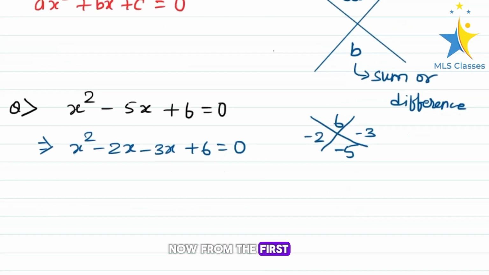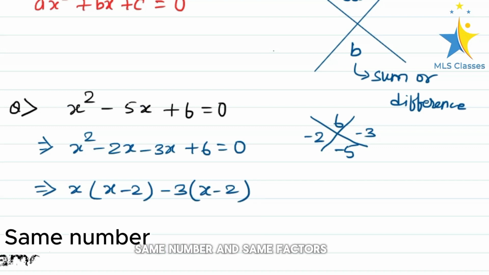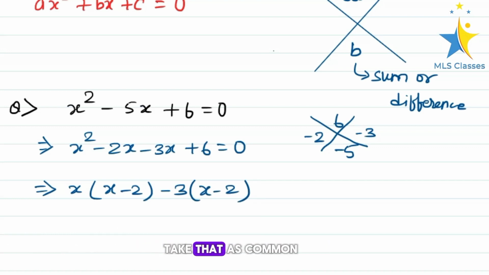Now from the first two terms we can take x common. So we will get x minus 2. Then from the last two terms we can take negative 3. Remember that in both the parentheses we should get the same factor, so that we can take that as common. We will always get the same factors. If we are not getting that, it means either we are doing it wrong or it cannot be factored.